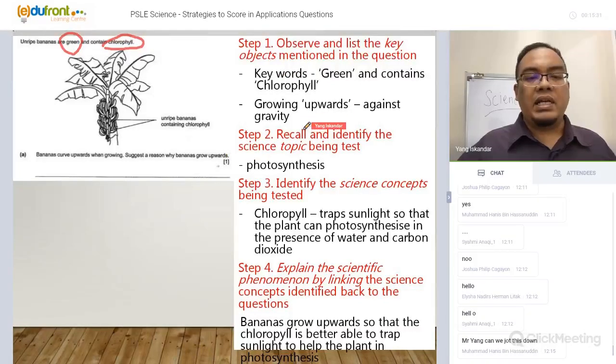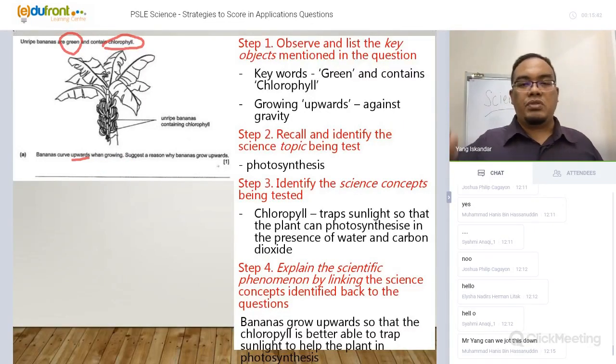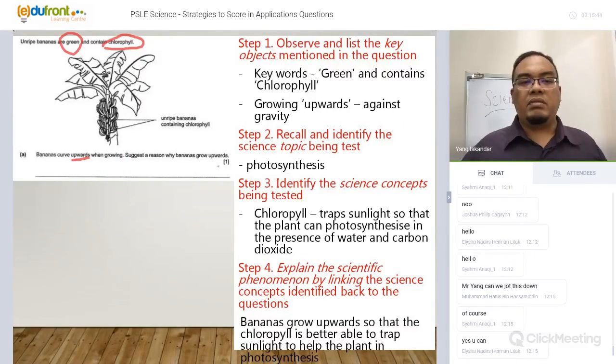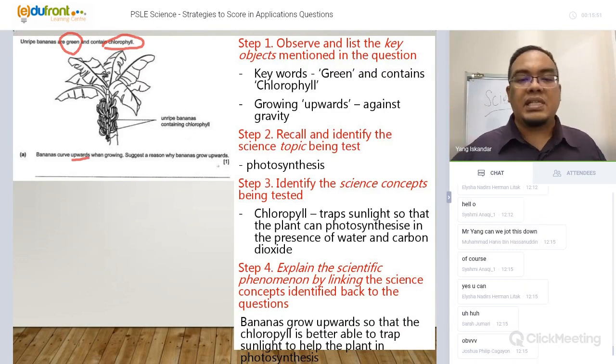Okay, and in other words, another important point is that it is growing upwards. Okay, the banana is growing upwards, right? Which is against gravity. Usually, fruits will grow downwards. Everything will go down, right? Because of gravity. But banana is very strange. They will grow upwards. So why? What is the reason? Suggest a reason.